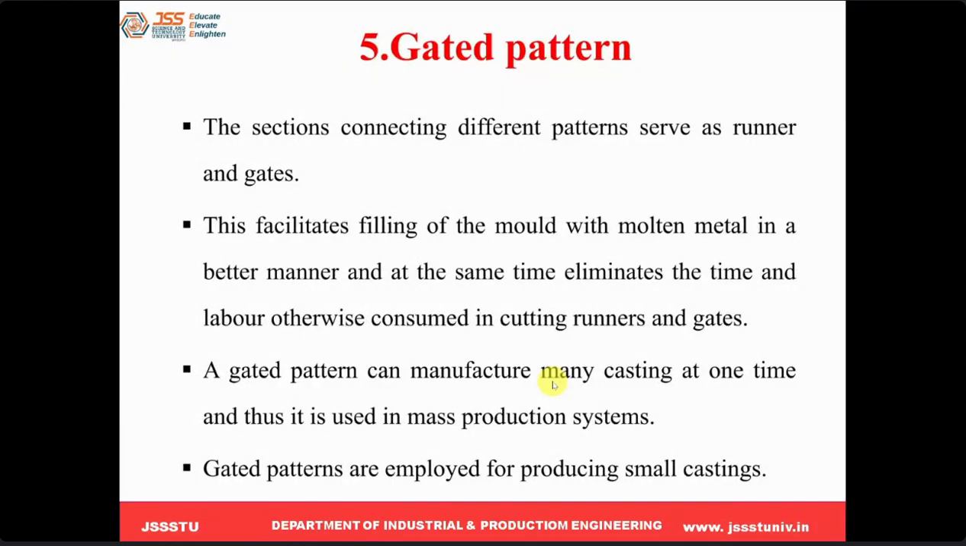Gated pattern. Gated pattern, I think you know that it consists of different gates. The section connecting different patterns serves as a runner and gates.